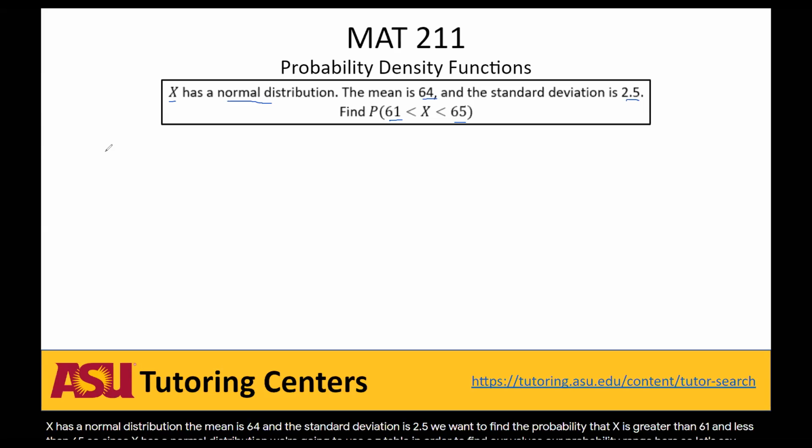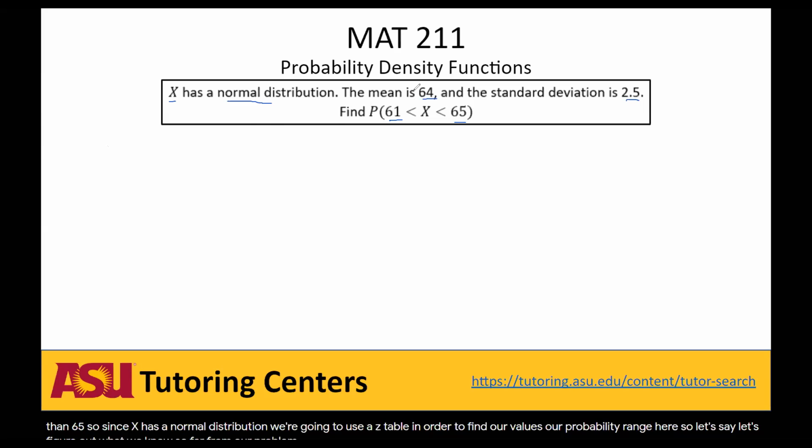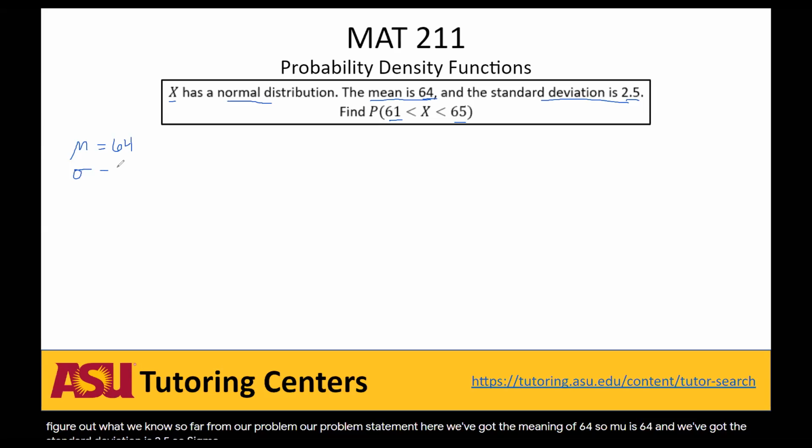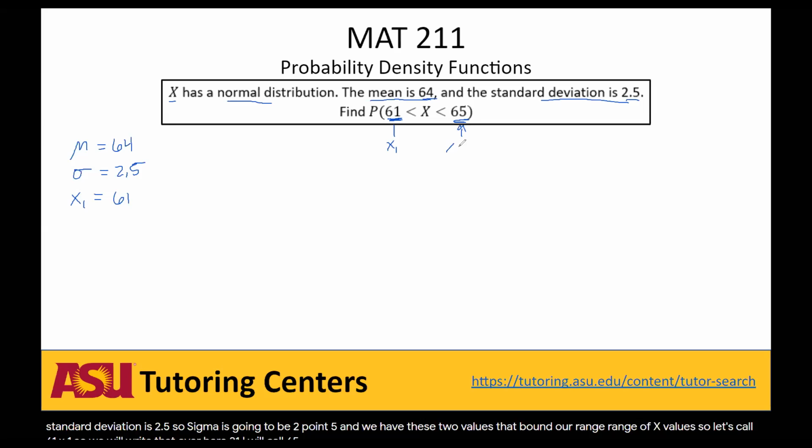So let's figure out what we know so far from our problem statement here. We've got the mean is 64, so mu is 64. And we've got the standard deviation is 2.5, so sigma is going to be 2.5. And we have these two values that bound our range of X values. So let's call 61 X1. So we'll write that over here. X1 is 61. And we'll call 65 X2, just to keep them clear which one we're using.